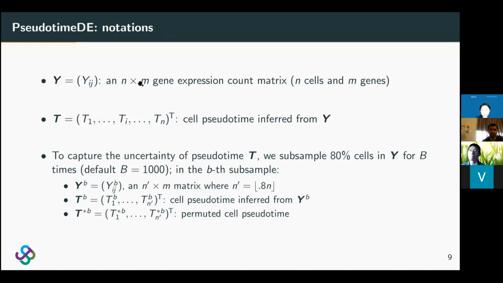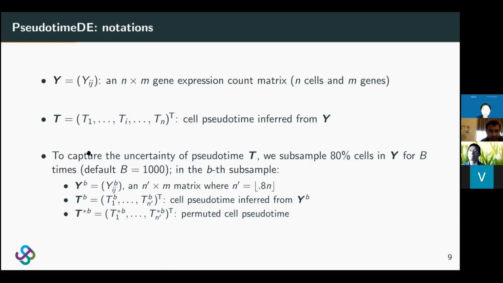I just want to say that for the two parts, this part, PseudotimeDE, and the next part, scDesign2, the matrix notations are different. So just bear in mind that this is the notation just for this part. We are going to start with the count matrix. We have n cells as rows, n genes as columns, and we denote Yij as the count of gene j in cell i.